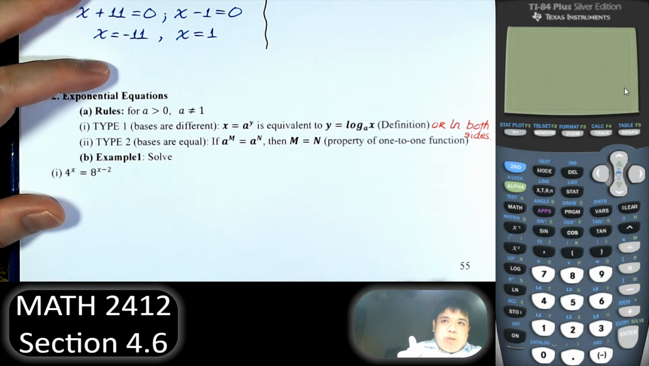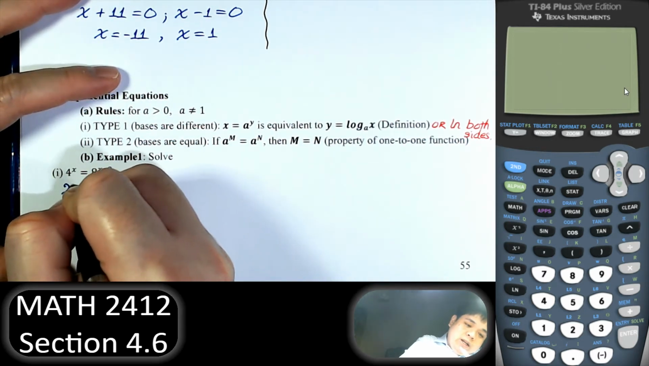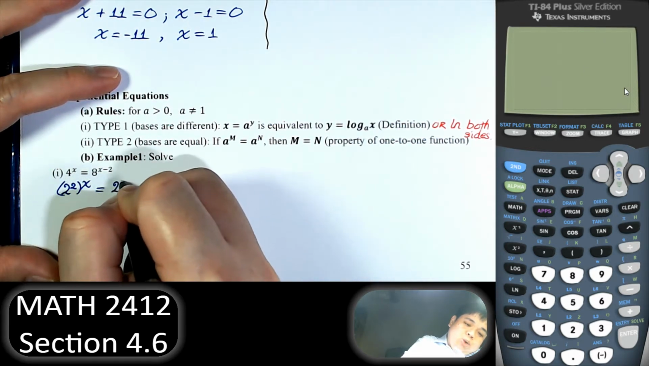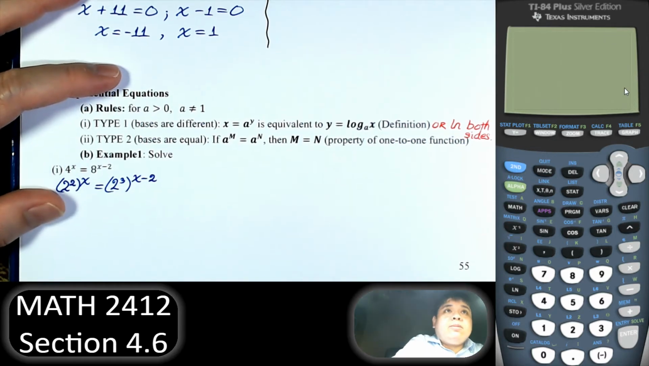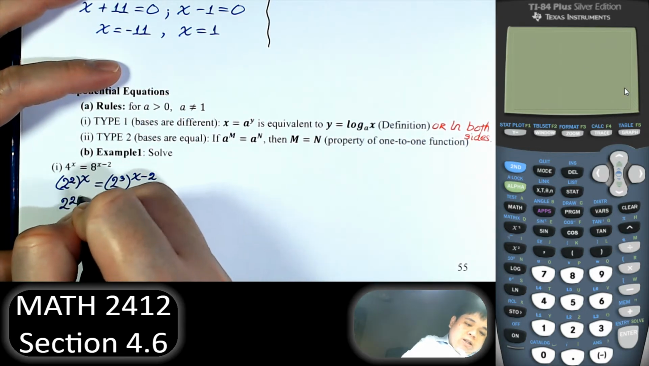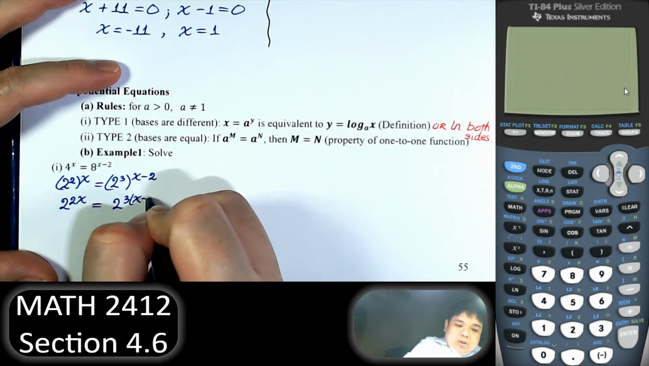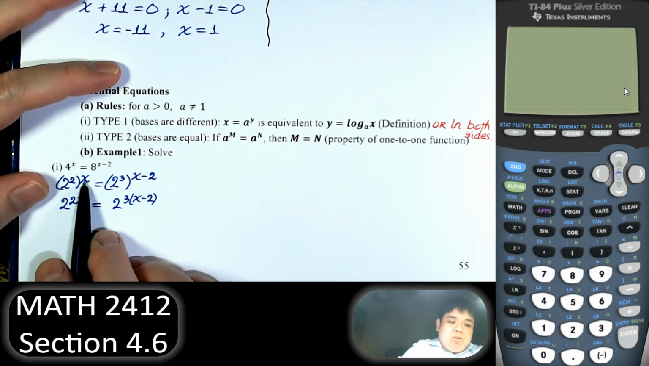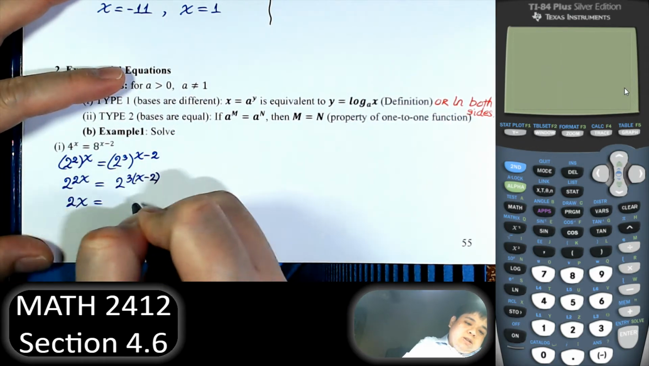Now 4 and 8, both of them we can write as a power of 2. So 2 squared and then 2 cubed. Right, multiplying out, 2x, then 3x minus 2. Yeah, power to another power, we multiply the exponents.